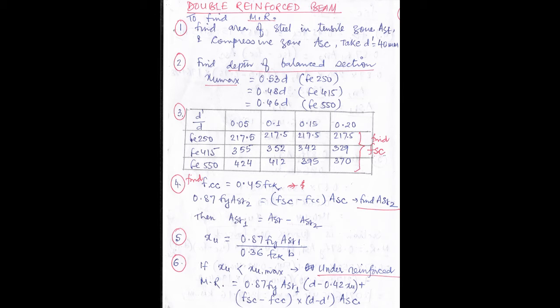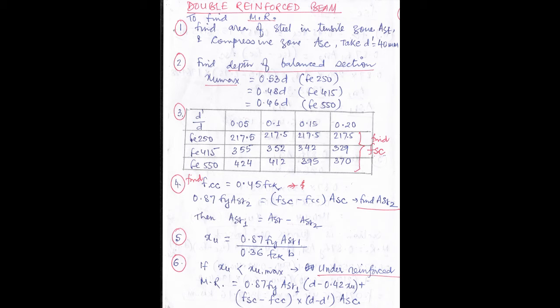Fifth step, we will find the value of actual Xu by Xu equal to 0.87 Fy Ast1 divided by 0.36 fck b. From here we will find Xu. Now, check whether Xu is less than Xu max. Xu we have found out in the fifth step; Xu max we found out in the second step. Now we can compare.